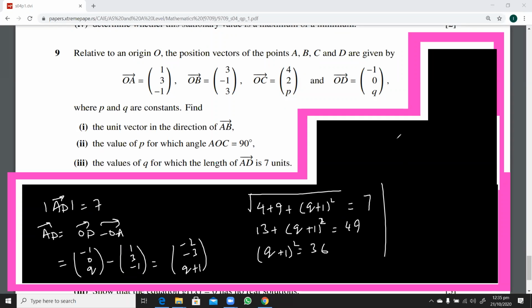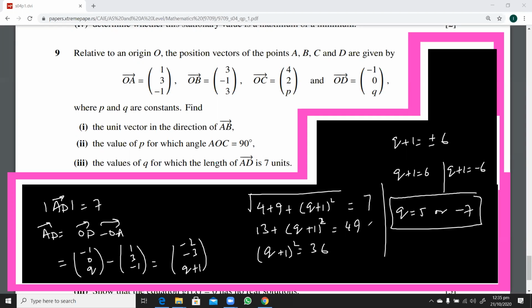So this Q plus 1 is going to be plus minus 6. So Q plus 1 is either 6 or minus 6. So Q is 5 or minus 7. So these are the values of Q for which we have the magnitude of AD as 7. Any questions?